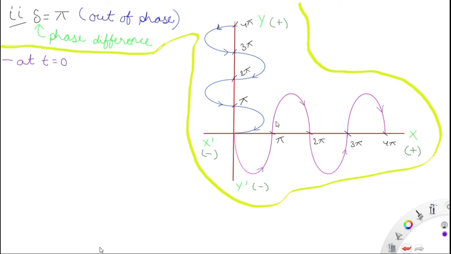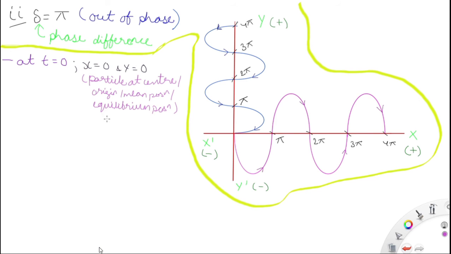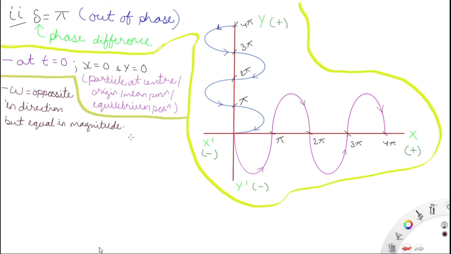Okay, so at time t equal to 0, x is equal to 0 and y is equal to 0. So the particle was at the center, the mean position or equilibrium position. That was the initial time. Now omega is opposite here, because they are out of phase. That's why if one is clockwise, then the other one is anti-clockwise. However, they were equal in magnitude.